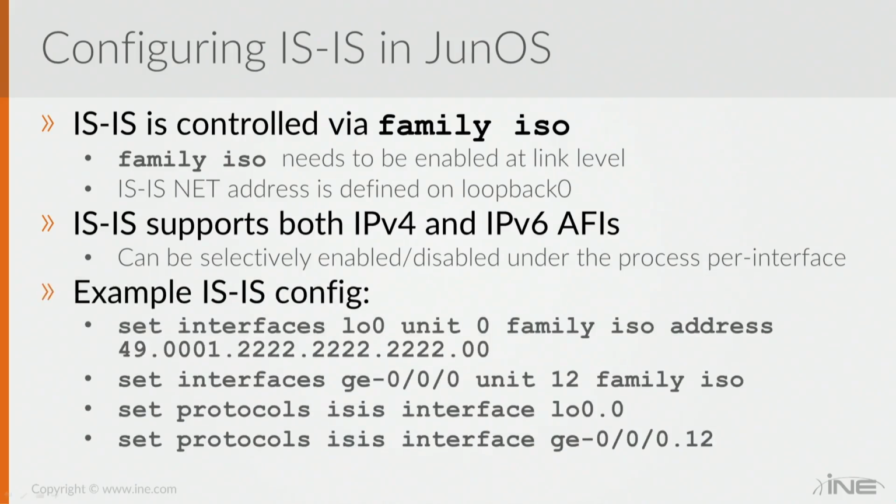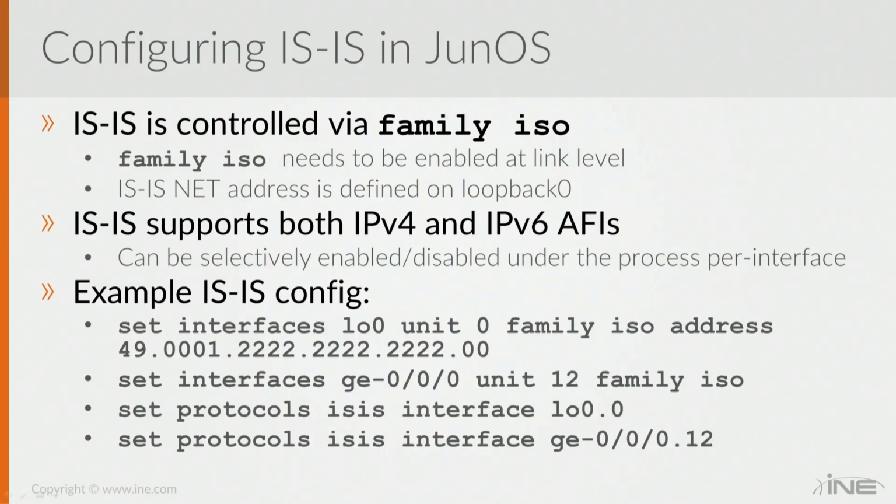So from a general config point of view, the first thing that we're going to do is to define the NET address under the loopback. So that's going to be under family ISO, and we set the address. And then we specify what are the other interfaces running IPv4 or IPv6 that we want to enable ISIS on. Activate the address family ISO and also the protocol ISIS under the interface for ISIS under the process.